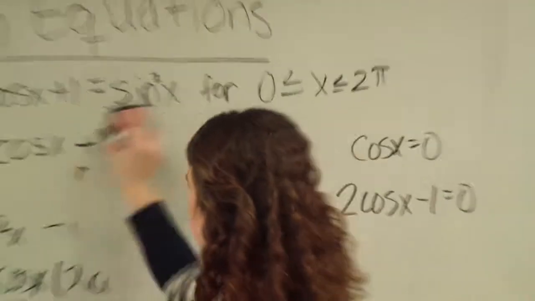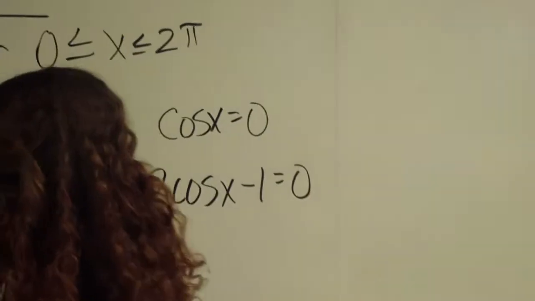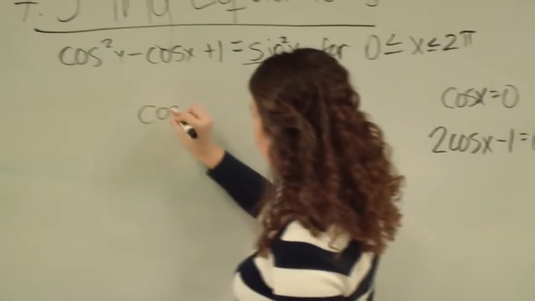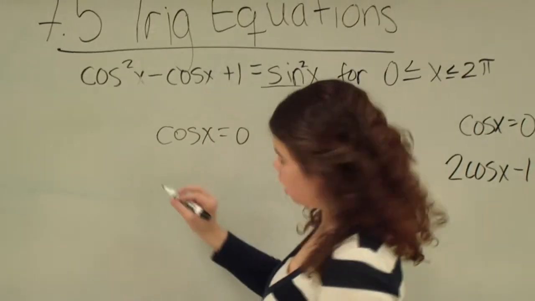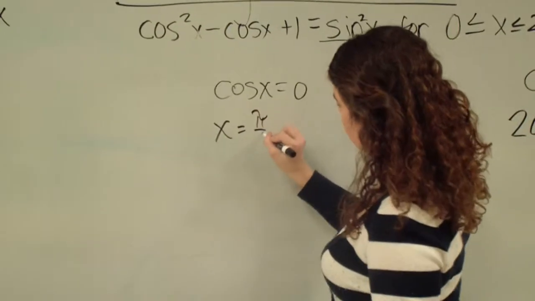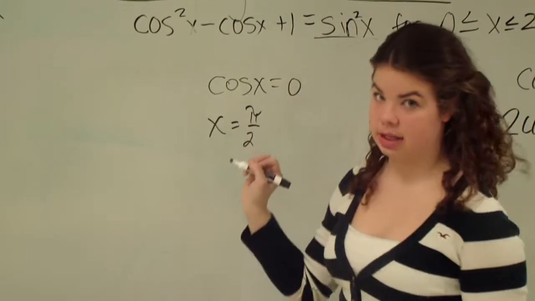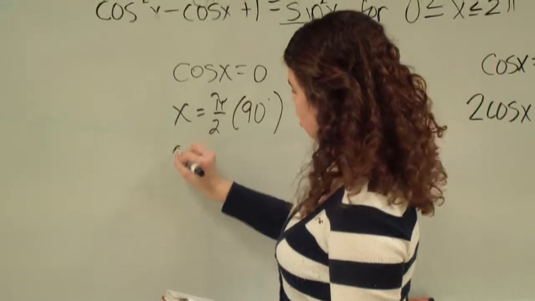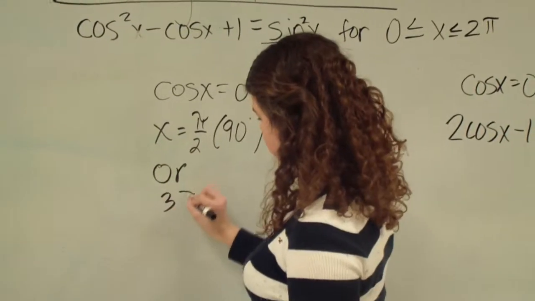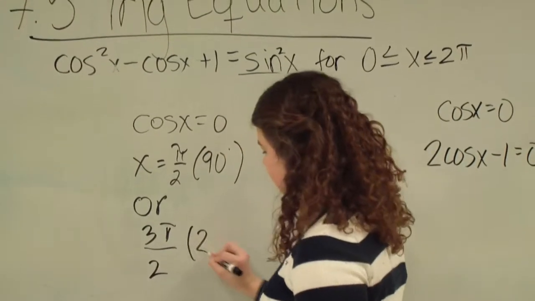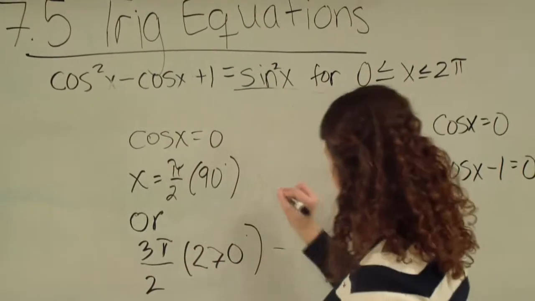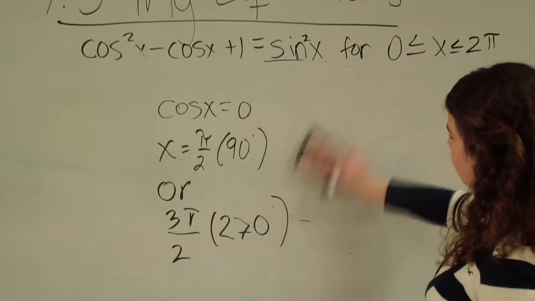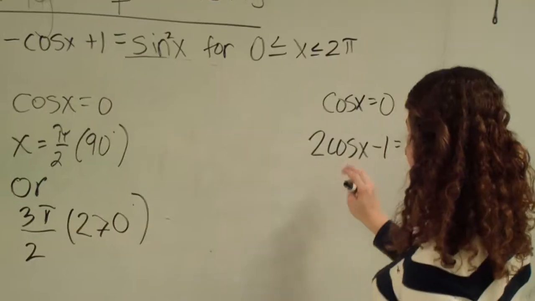So now, when we go back and solve, when does cosine x equal 0? When x equals pi over 2, which is 90 degrees, or 3 pi over 2, which is 270 degrees. That is here and here on your circle. Okay? So now that we have this part solved, we're going to solve for this one.